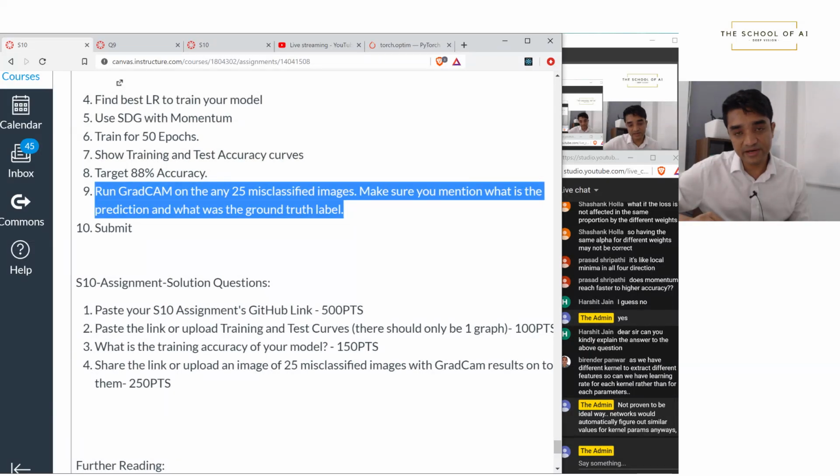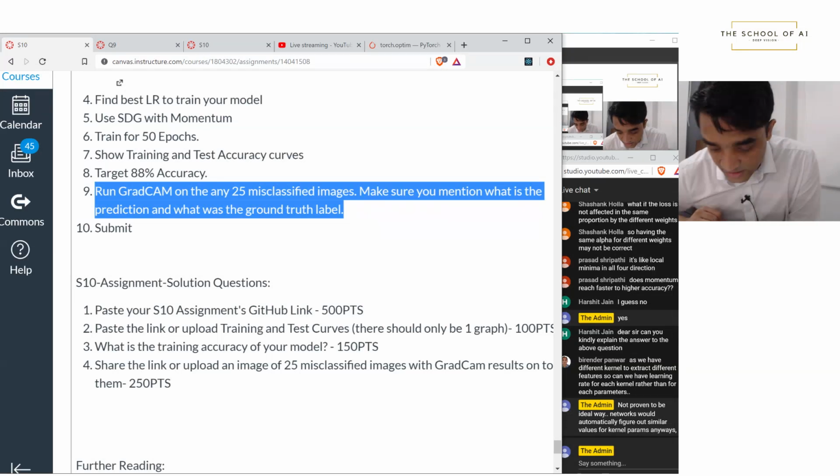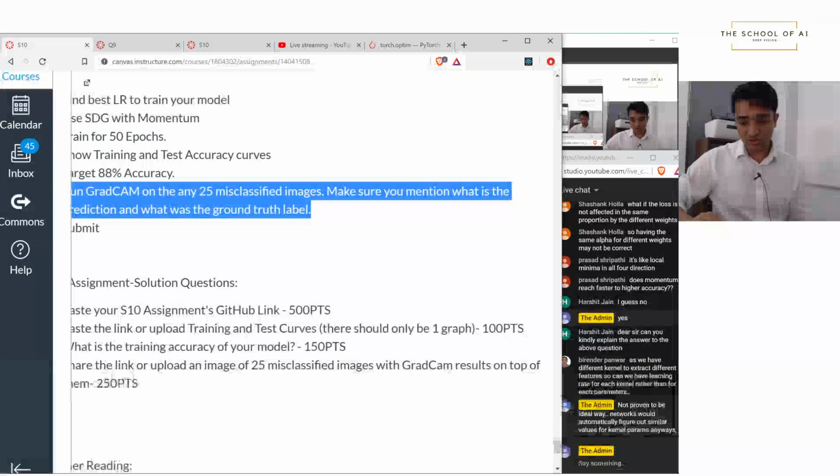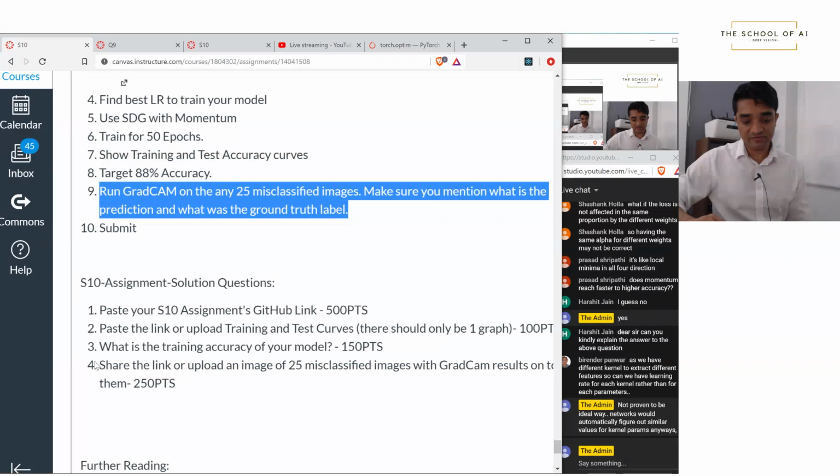Paste your S10 assignment GitHub link, 500 points for that. Paste the link or upload the training and test curves. There should be only one graph, one graph which shows the training and test curve both. 100 points for that. What is the training accuracy of your model? You're targeting 88% plus. Share the link or upload the image of 25 misclassified images with GradCam results on top of them. This is 250 points, right? This is very, very important.